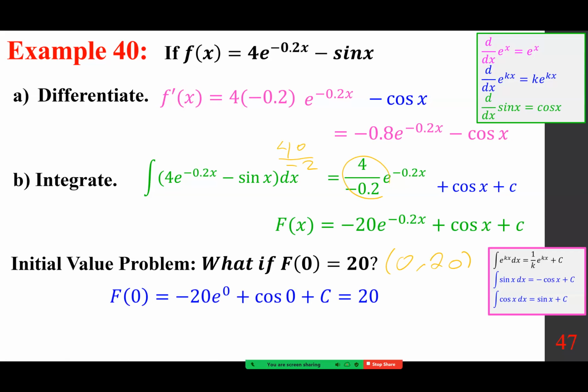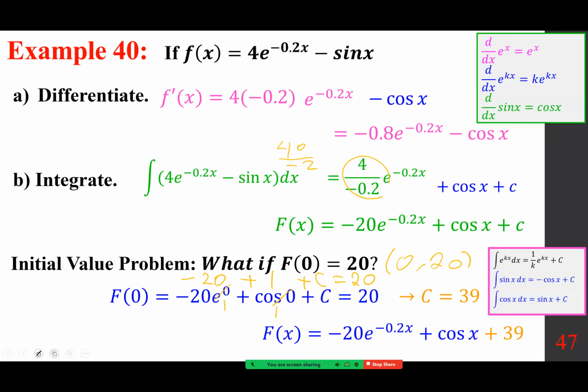So as you know, e to the power of 0 is 1, cosine 0 is 1, so you have minus 20 plus 1 plus c equals 20, and therefore c becomes 39. And so now you plug in, and again, reminding everybody that this is a general solution, which means it has infinitely many solutions. And this now is a particular solution.